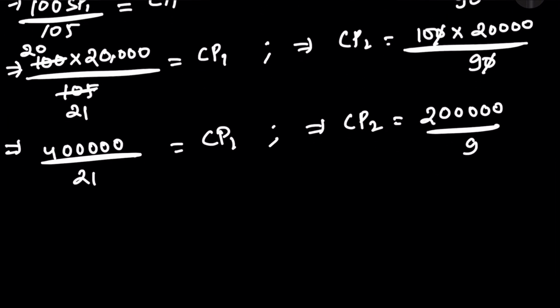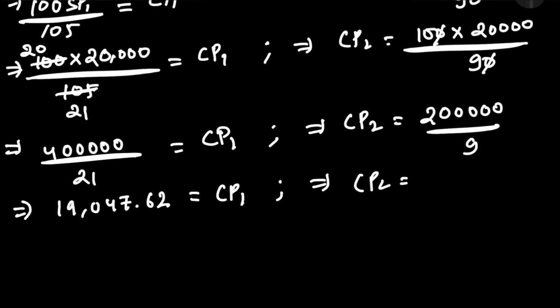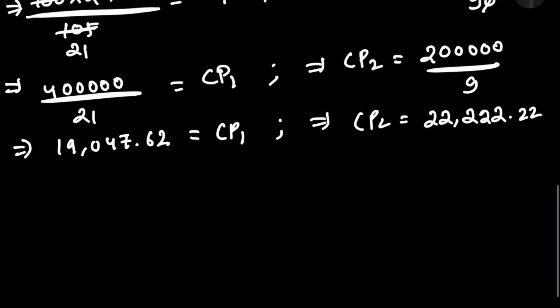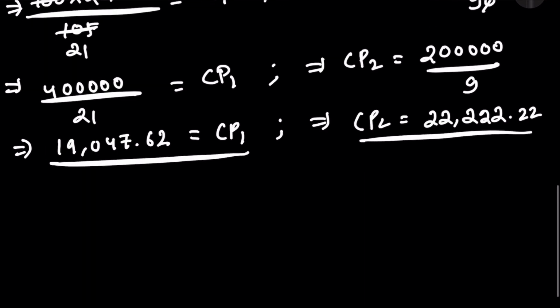So when you divide 4 lakh by 21, we get 19047.62 approximately. This is CP1, and CP2 will be equal to 22,222.22. Okay, so this is our CP1 and this is our CP2.